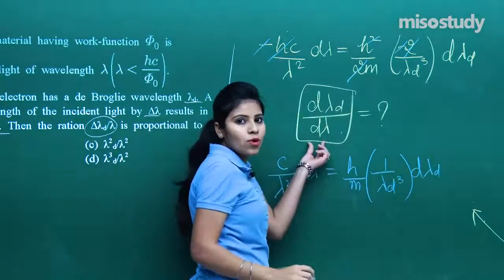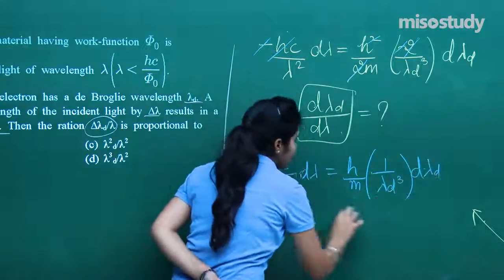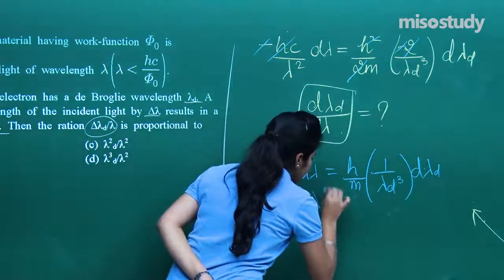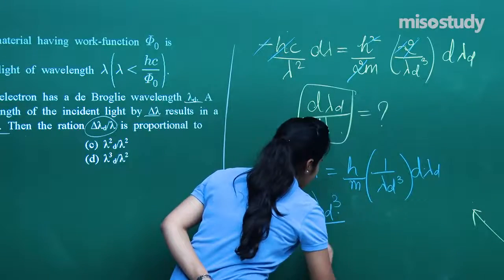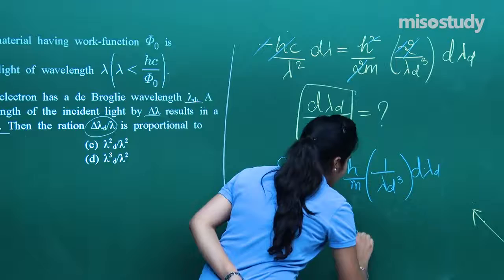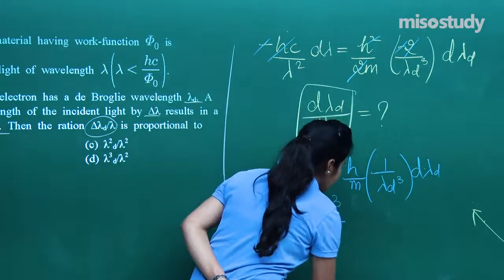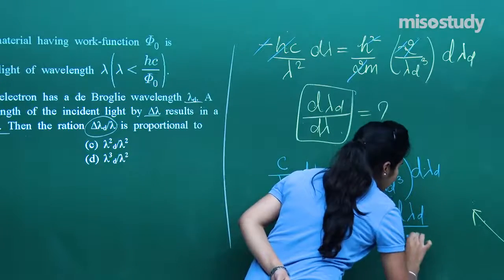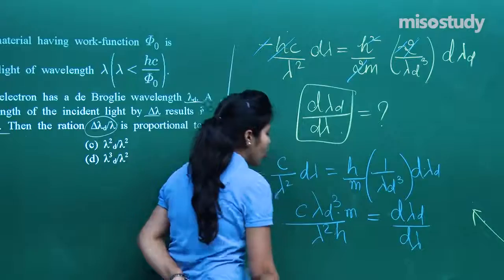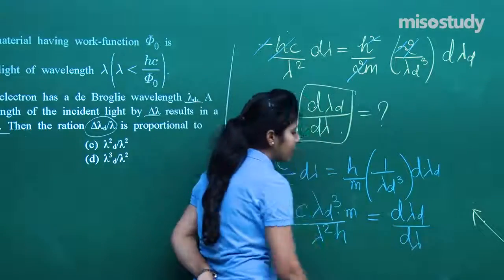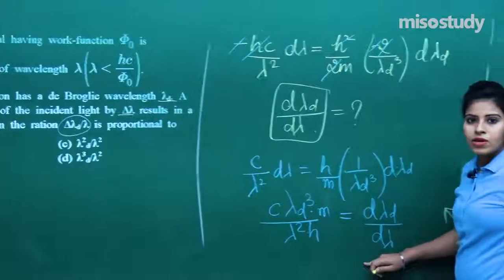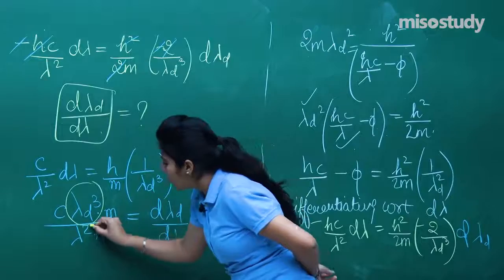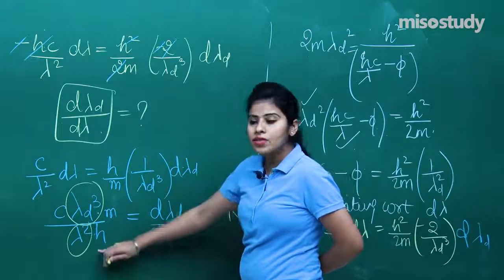To find this ratio, what I can do is bring this d lambda to that side and this complete term to that side. So lambda_d cube into c by lambda square into h by m, this will be d lambda_d by d lambda. So now you are having your relation of d lambda_d by d lambda in this manner, right? Now from this equation you can see that lambda_d cube by lambda square, you are having this relation.